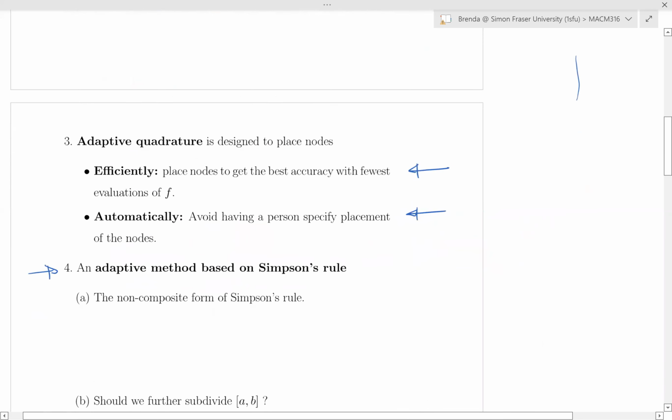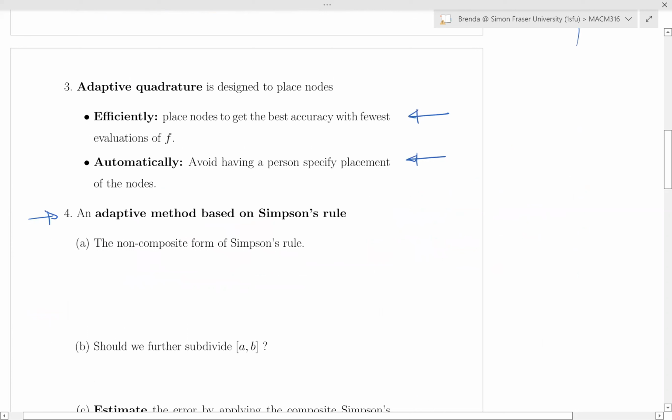We want to place the nodes efficiently so that we get the least number of function evaluations. And it also has to be done automatically. You can't have somebody sort of watching the procedure going, oh, I see what you should do. Look, the function's changing over here. Move the nodes over there. That can't happen. We need it to be happening in some sort of automatic method. So that's what we're going to take a look at today.